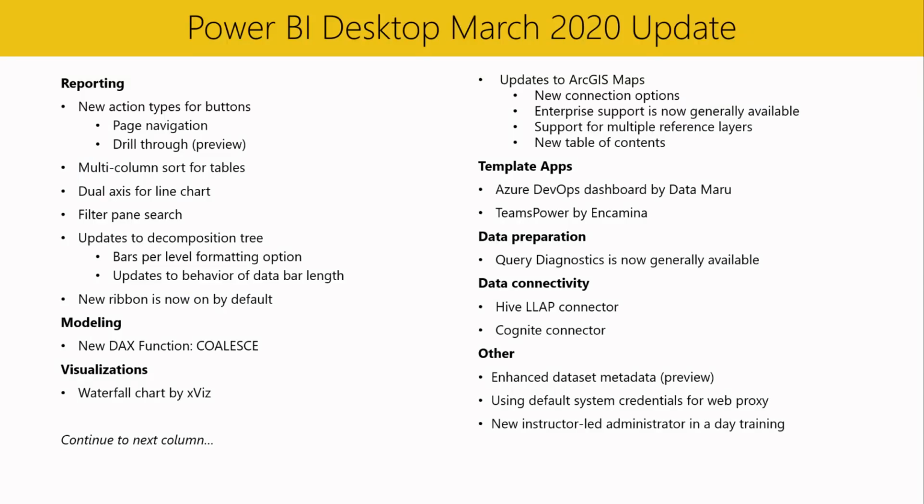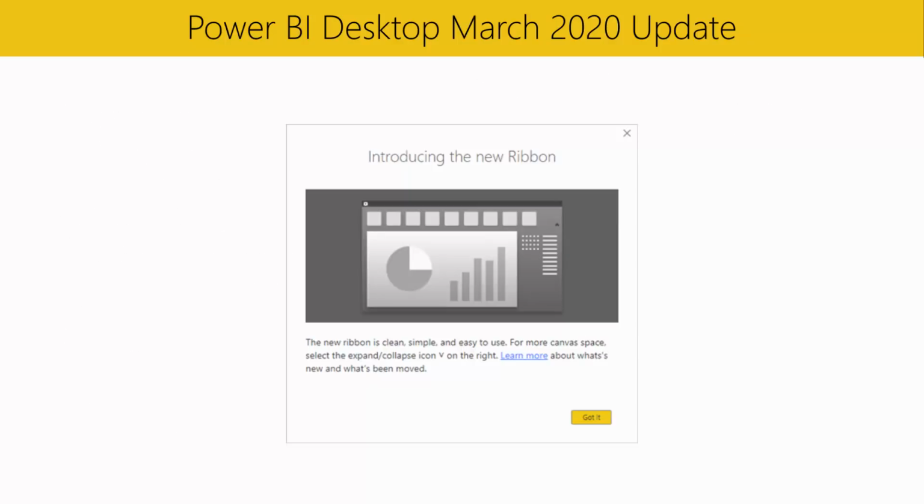We have one more update in the reporting section. Starting this month, the modern ribbon will be on by default. When you start Power BI, you'll see a notification announcing this change. Keep in mind that this feature is still in preview, and you can find its toggle with the rest of the preview features in the Report Options menu.